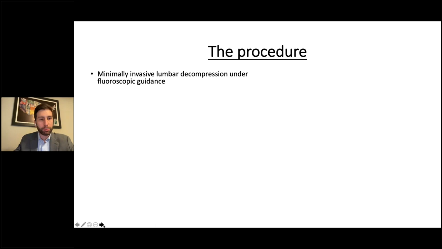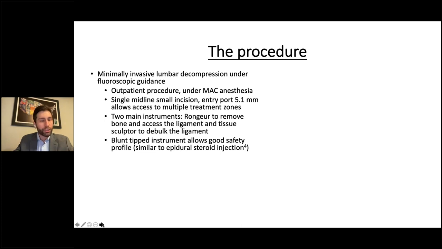Let's briefly look into the procedure. This is a minimally invasive lumbar decompression procedure under fluoroscopy guidance. Usually outpatient under MAC anesthesia. Obviously, this is based on the physician preference.